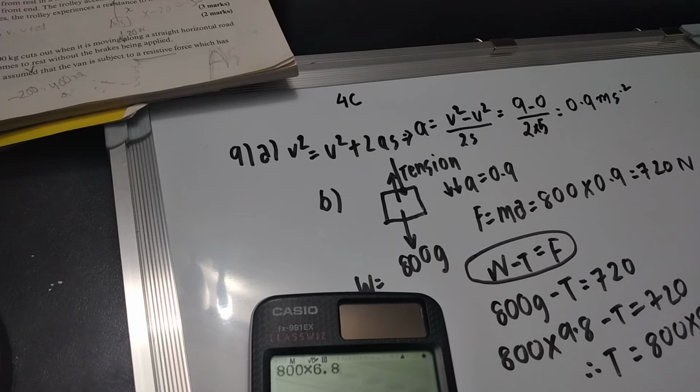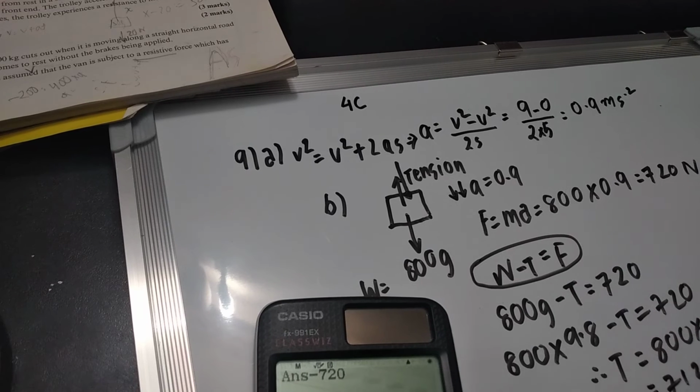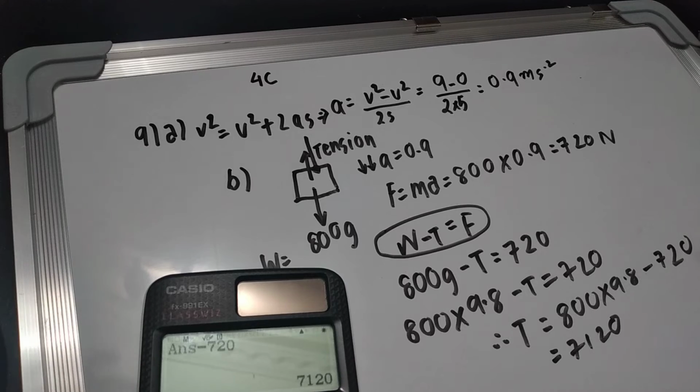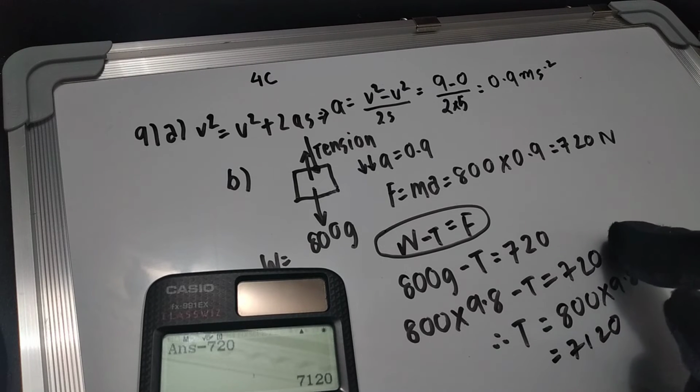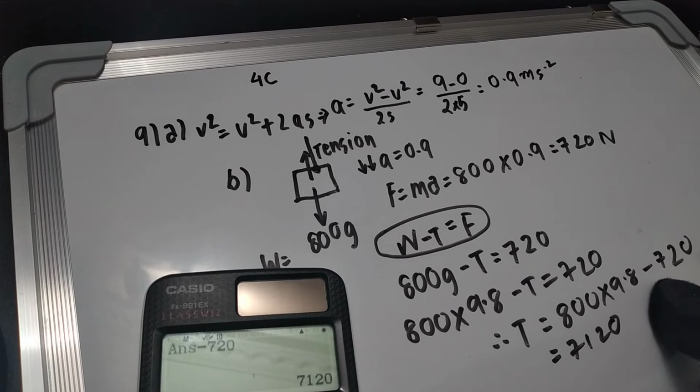800 into 9.8, this is 7840. So minus 720, let's see what's the answer. 7120. So weight minus tension equals 720. So if I move tension there and take 720 here, so 800 into 9.8 minus 720, which gives us 7120. And we are done with part B as well.